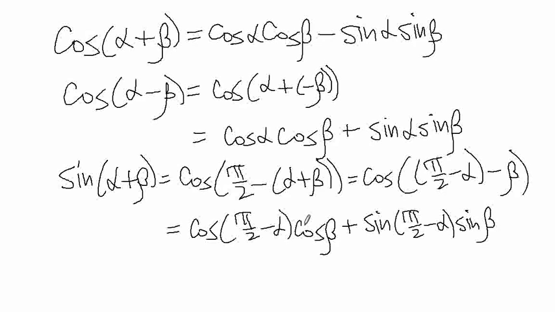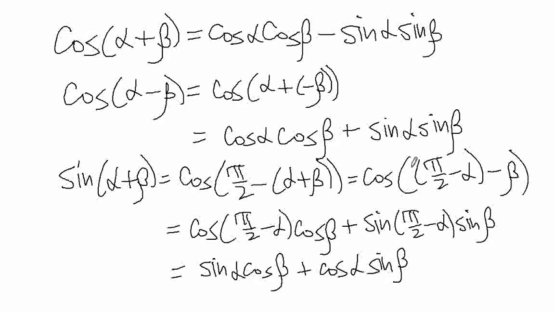All right, but didn't we just finish saying that the cosine of an angle is the sine of its complement and vice versa? So I can rewrite what I have so far as the sine of alpha times the cosine of beta plus the cosine of alpha times the sine of beta. All right?